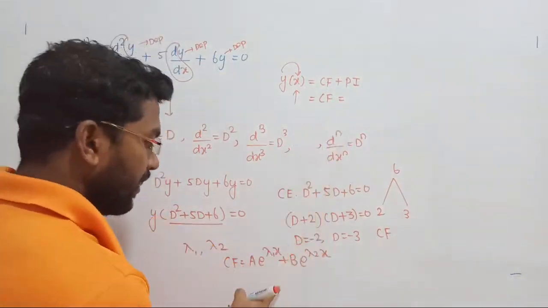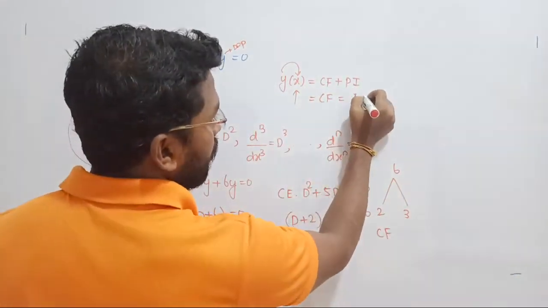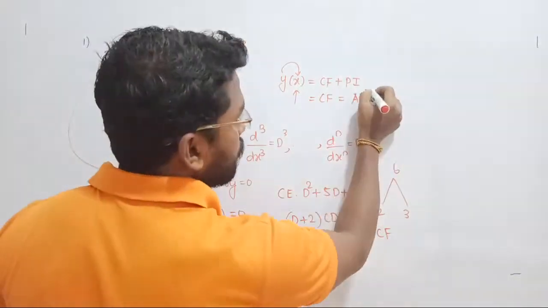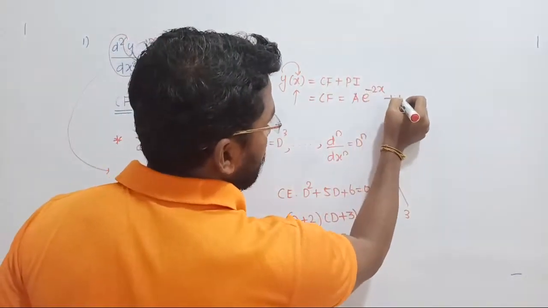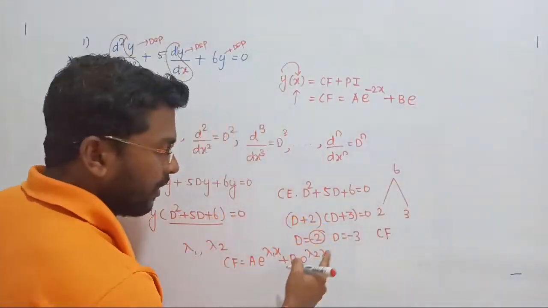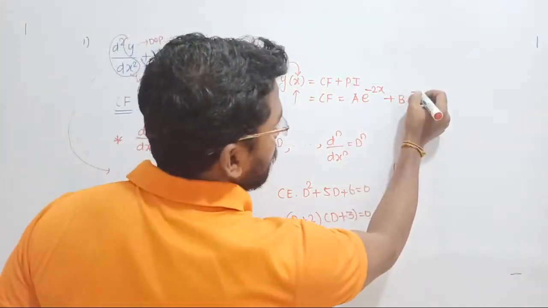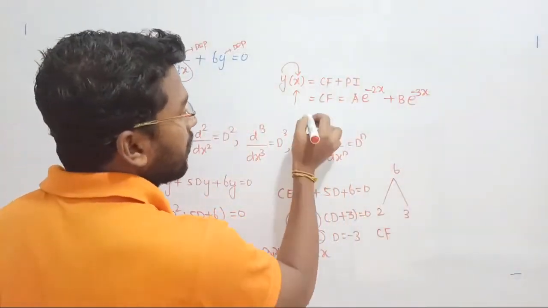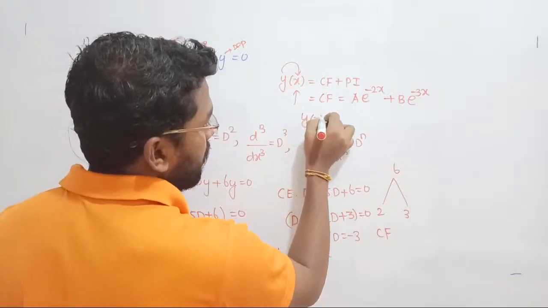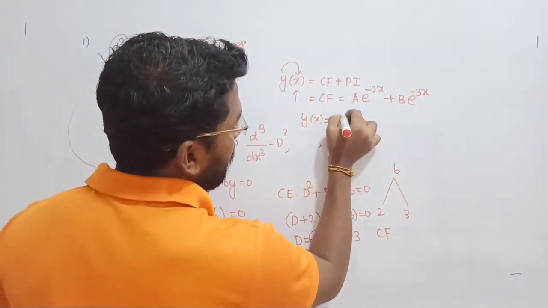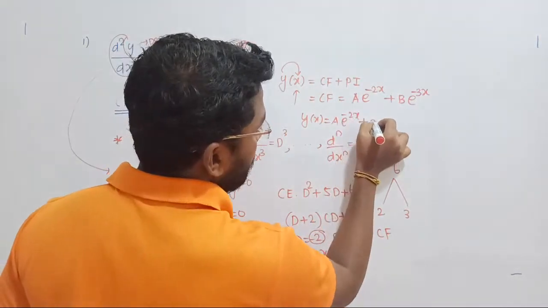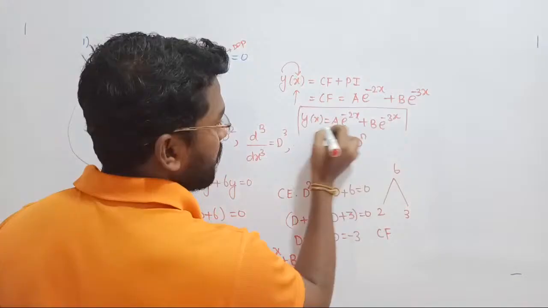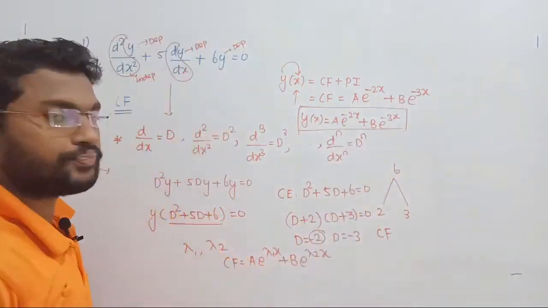So from this I can write, that is A into e power, instead of lambda 1 I have minus 2x, plus B into e power, instead of lambda 2 I have minus 3x. The particular integral is going to be 0. That's all. So the solution for this question is y of x equal to A into e power minus 2x plus B into e power minus 3x. That is the correct answer for our given function. I hope things are very clear to you all.